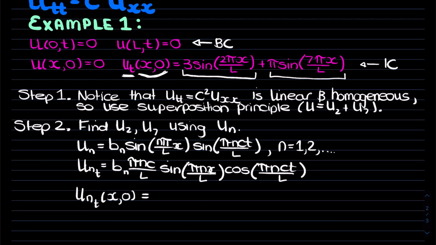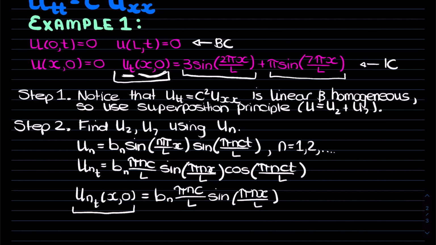You'll notice that if we put in t = 0, then that whole cosine is just going to go to 1. So we're going to just end up with b_n (nπc/L) sin(nπx/L). So now we've got this here, and you'll notice that that is equal to what we've got up here. We can set both of those sides equal to each other.